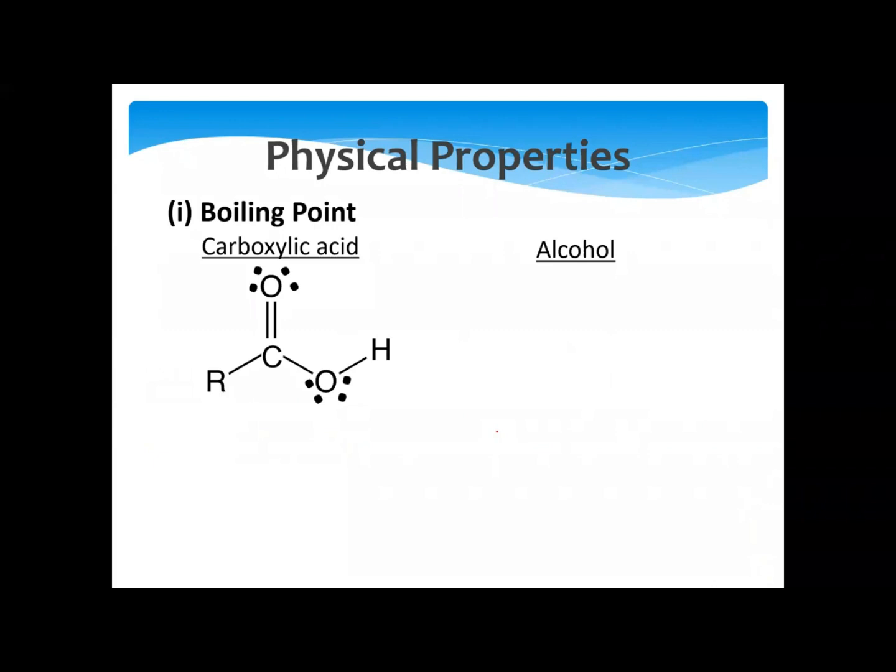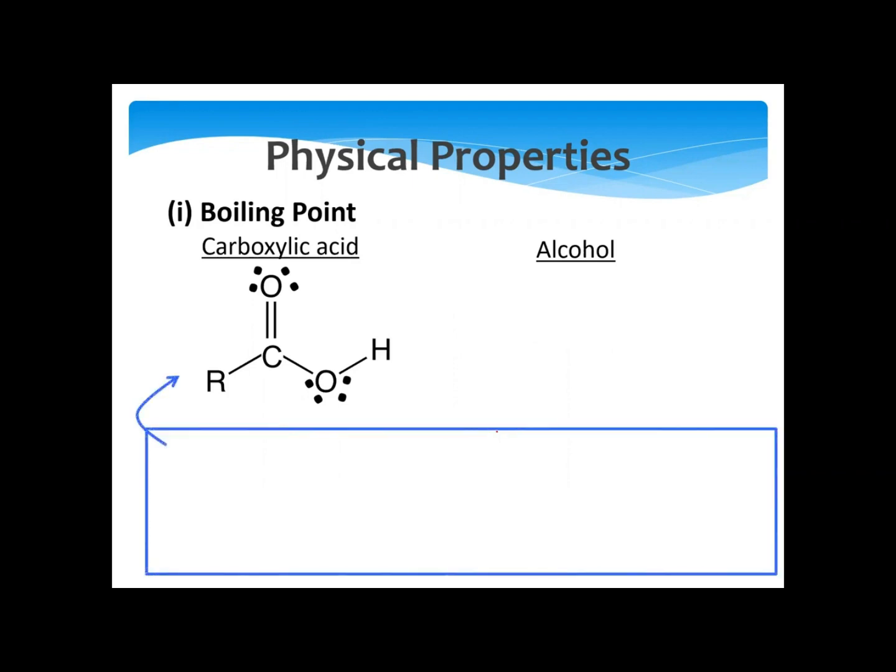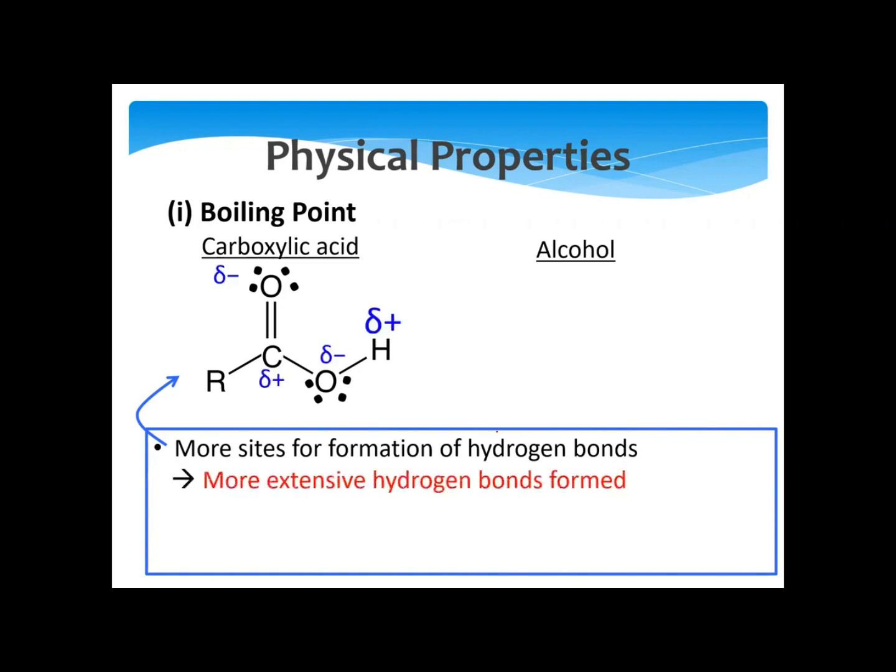So for carboxylic acid, there are 2 reasons why the boiling point is higher. First reason, there are more sites for formation of hydrogen bonds when it comes to carboxylic acid versus alcohol. So it leads to more extensive hydrogen bonds formed. Since there are more sites, there are more lone pairs on the oxygen atoms, etc. You can see for yourself these 2 illustrations.